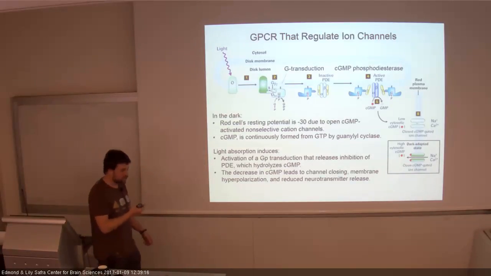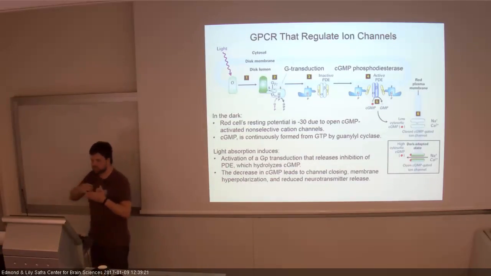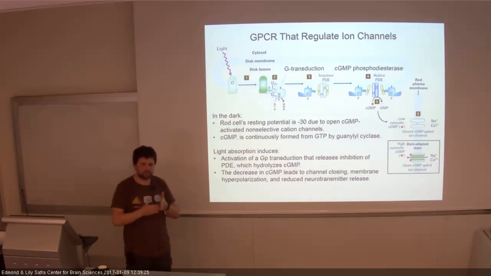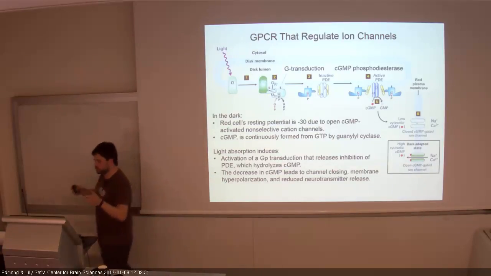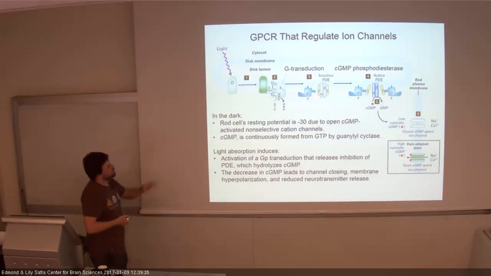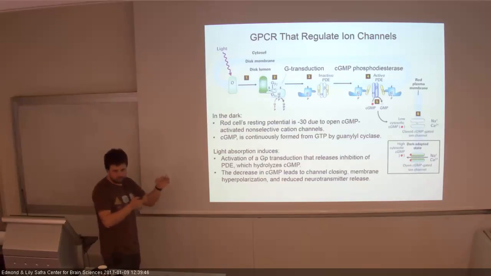So the rod cell is unique in the sense that it's actually releasing neurotransmitter all the time in the dark. And once it absorbs light, it stops releasing neurotransmitter. So it's like activated all the time, but once it absorbs light, it becomes inactive. So again, this cascade has a huge level of amplification that's not depicted here, because here we're showing you everything in one-to-one proportion.